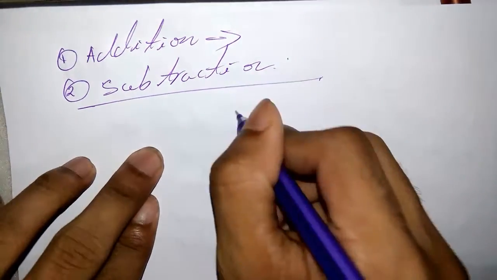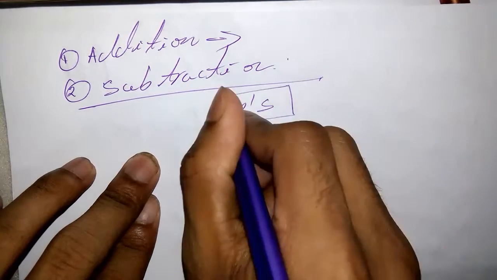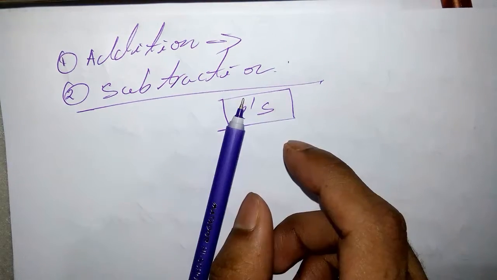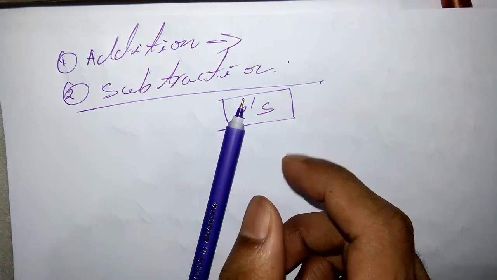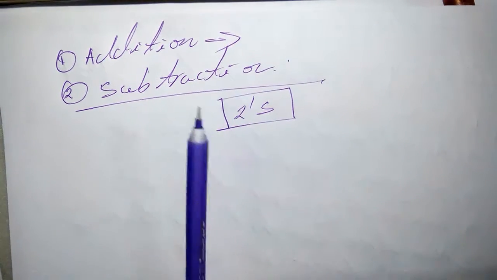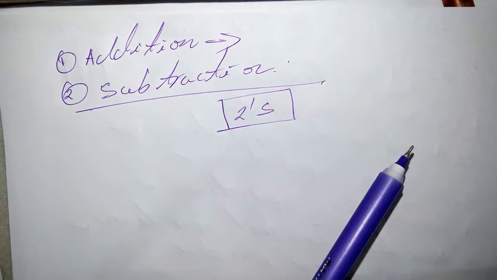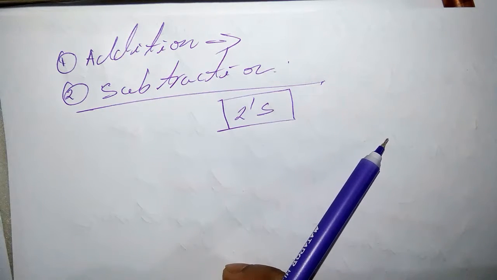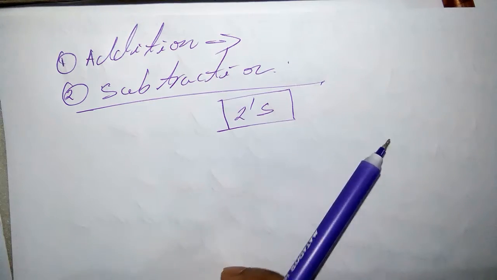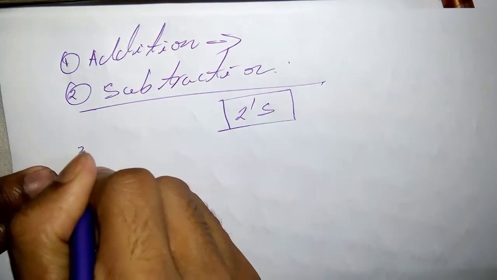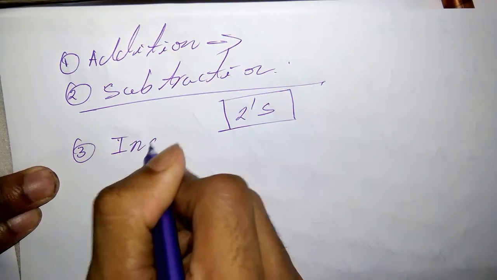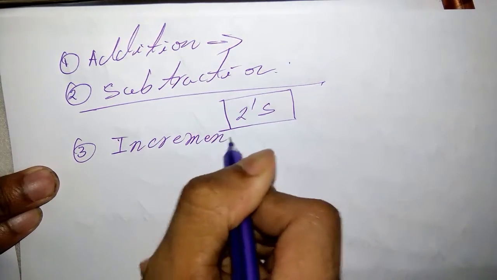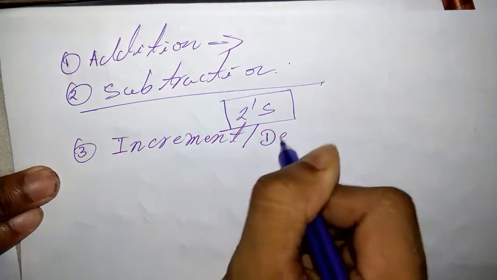We know about 2's complement. If you don't know about 2's complement, then go to my digital electronics playlist, where you can learn about it. And the result, if negative, is expressed in 2's complement. Next in arithmetic operations is increment or decrement.